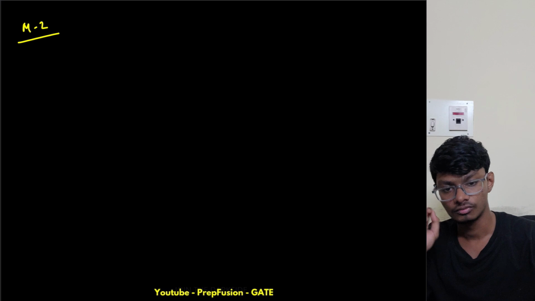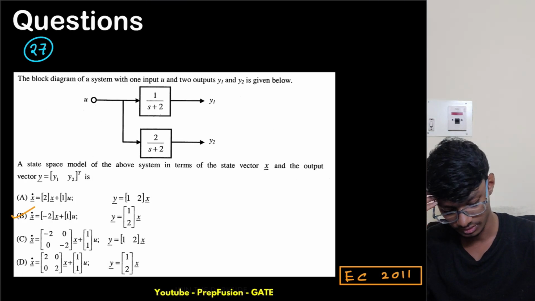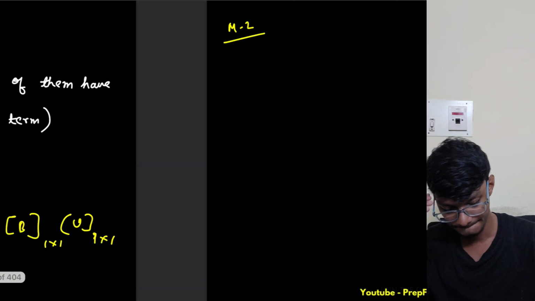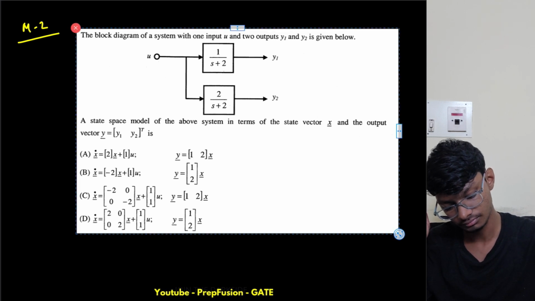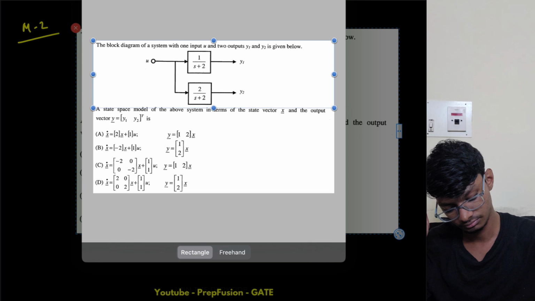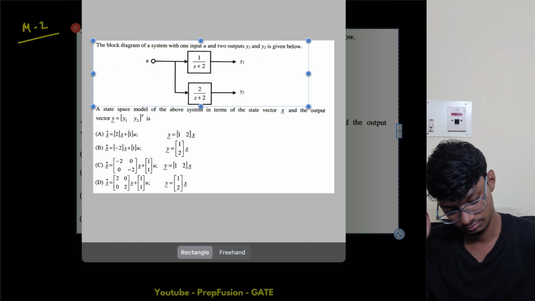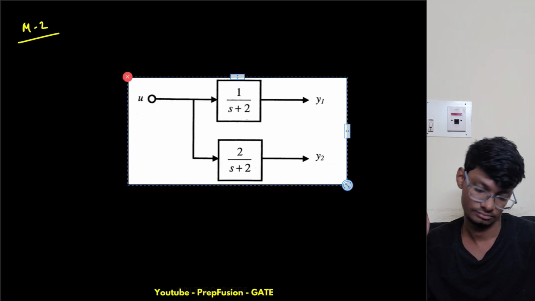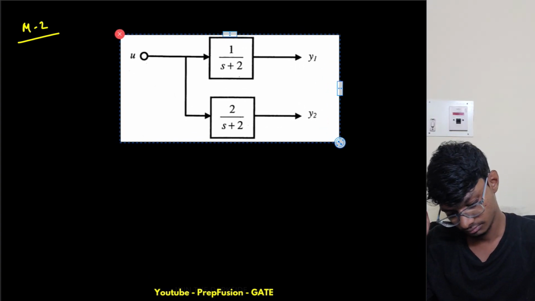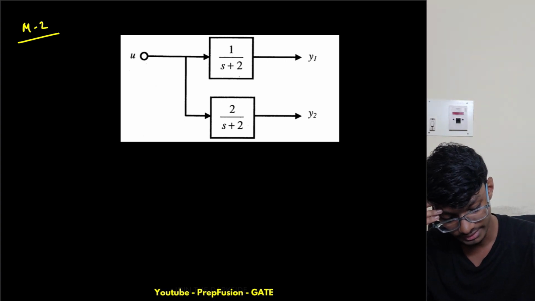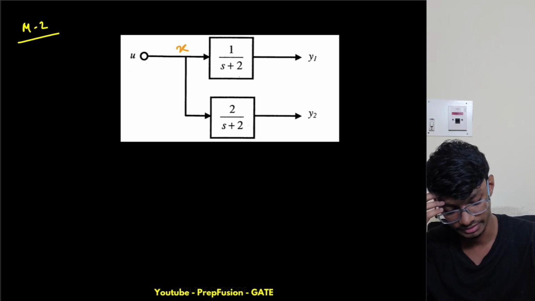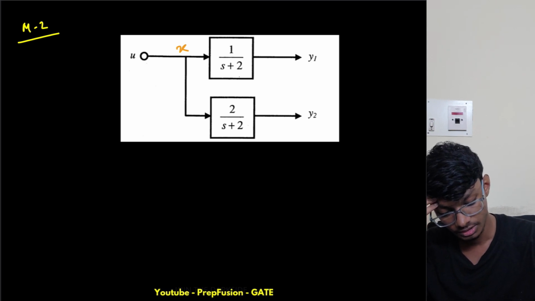So what is method 2? Method 2 is conventional only. What you will do is assume a state variable over here. I will copy this picture and paste it over here. So if I paste this over here, I can assume a state variable at this node of x. If I assume a state variable over here, so what will happen?